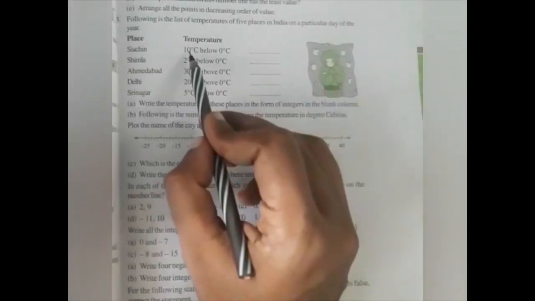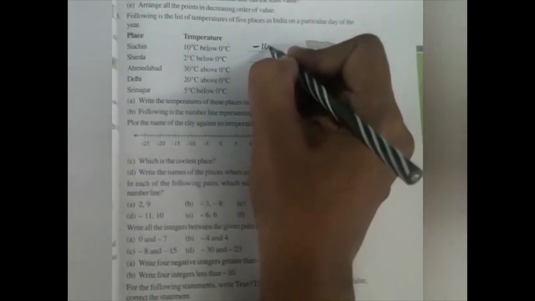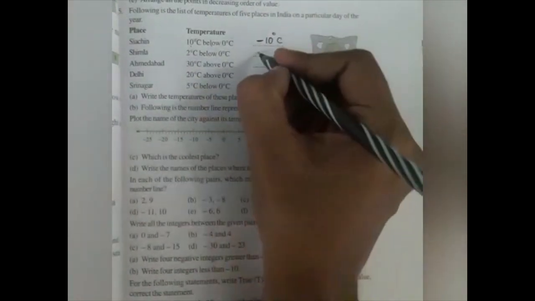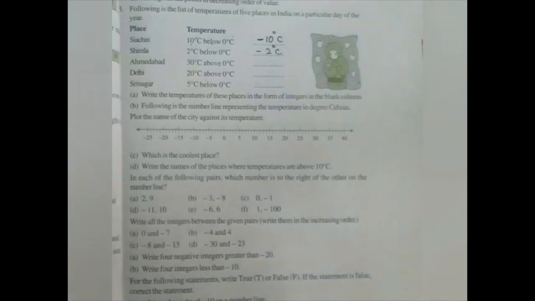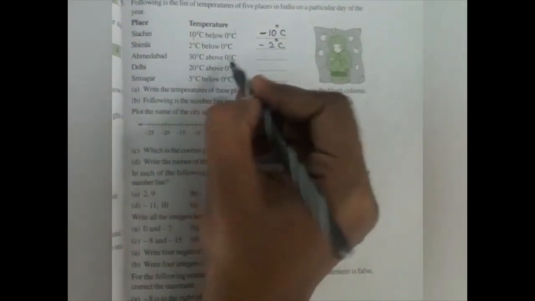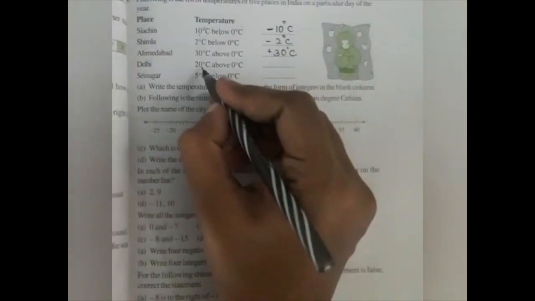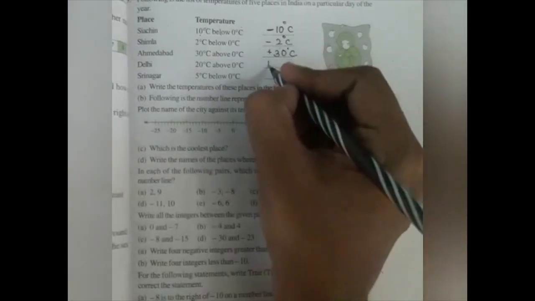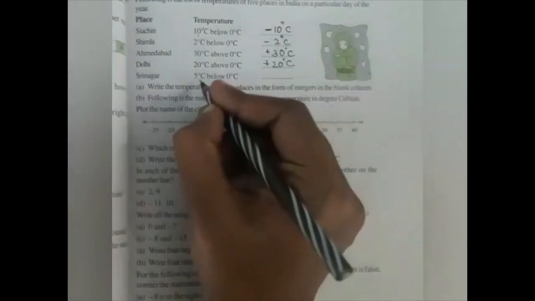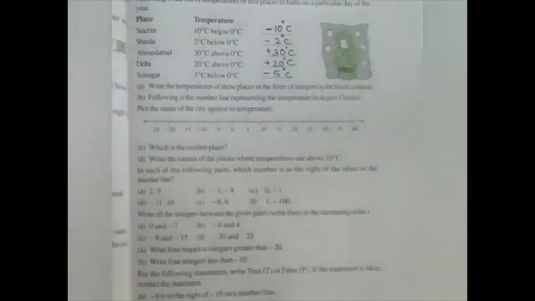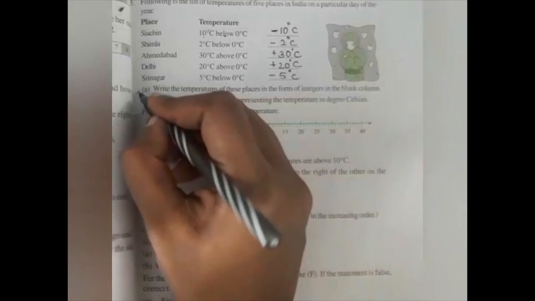So first itself it is given 10 degree below 0 degree Celsius. Below means it is -10 degree Celsius. Second, 2 degree below 0 degree Celsius, -2 degree Celsius. Third one, 30 degree above 0 degree Celsius, that is +30 degree Celsius. 20 degree Celsius above 0 degree Celsius is +20 degree Celsius. 5 degree Celsius below 0 degree Celsius is -5 degree Celsius. So below it is minus, above it is plus. Keep that in mind. So first question is done.